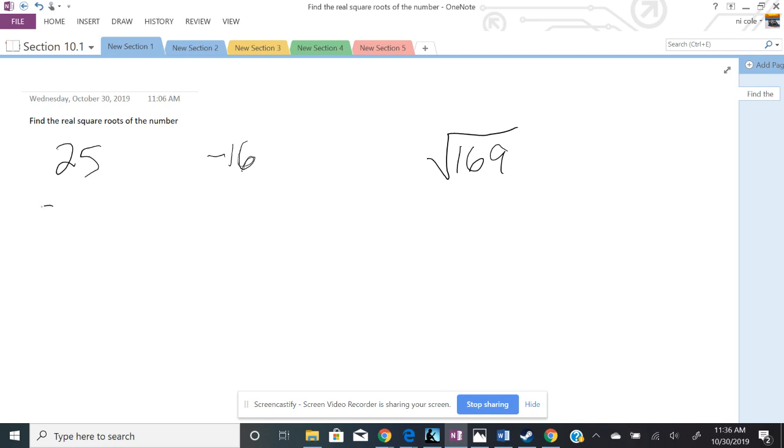Well, we know that 5 times 5 makes 25. But the other thing you will need to know is -5 times -5 also makes 25. So you will have the answer plus or minus 5. Now, what about -16? And this one's kind of a trick. You can never take the square root of a negative number. So there is no solution.